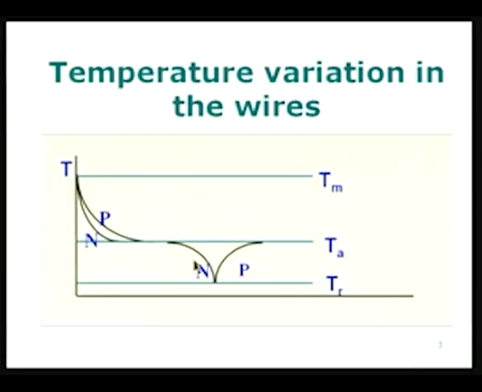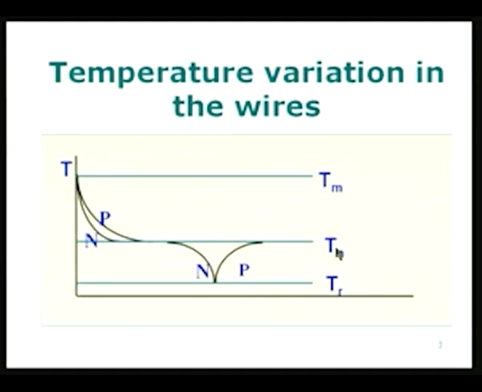And similarly, near the junction at the reference temperature Tr, again there is a warming up from the junction to the ambient. You can see here it is warming up from the junction temperature to the ambient temperature, and similarly the positive wire. So, both of them. In other words, much of the bulk of the wire away from the junction is at a uniform temperature equal to Ta.